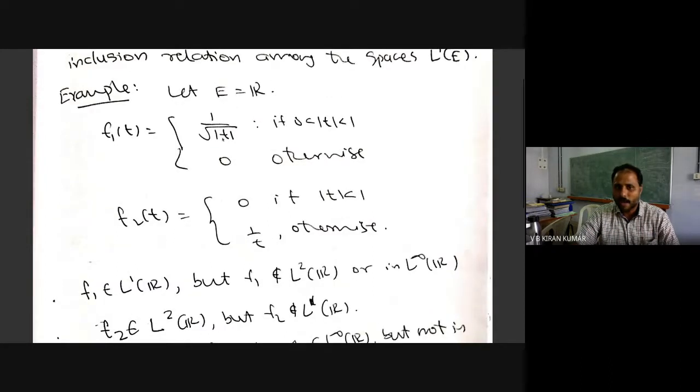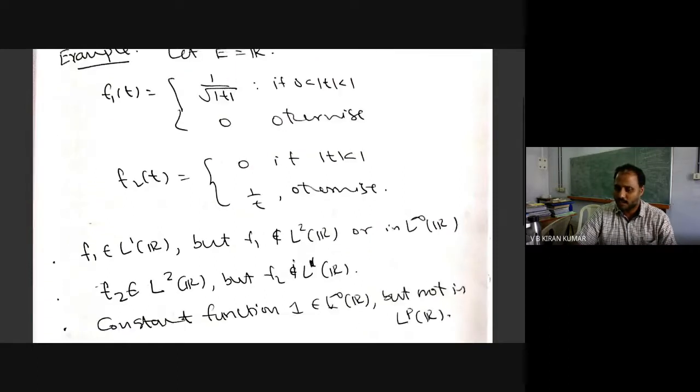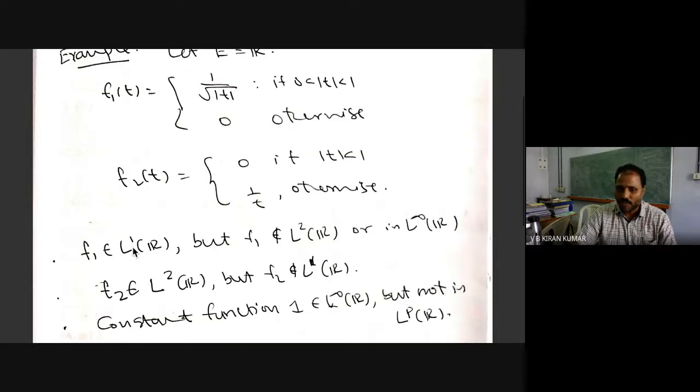That will be 1 by mod t. Then you integrate it, you will get log t. And when t goes to 0, log t becomes unbounded. So this f1 is in L1, but it is not in L2 because if you square it, you cannot integrate it. Means the integral will not be finite. So f1 is in L1, but not in L2. Also it is not in L infinity. f1 is not in L infinity because it is unbounded when t goes to 0. It is not essentially bounded.